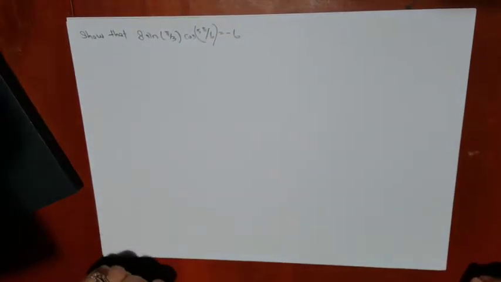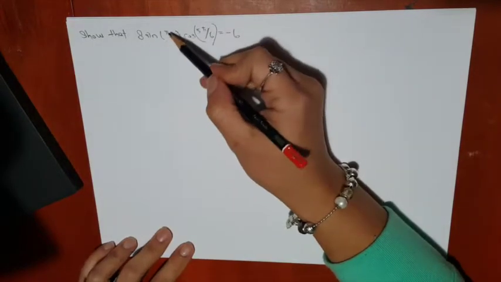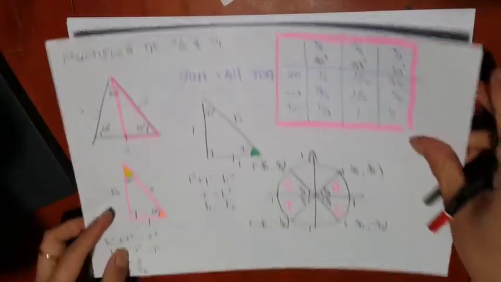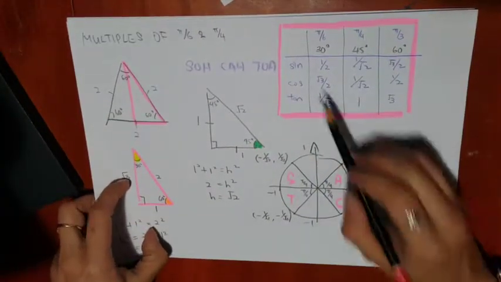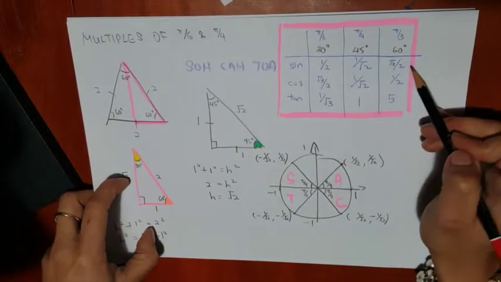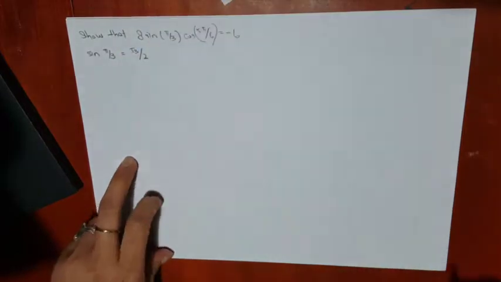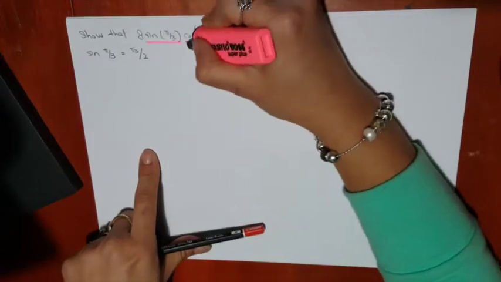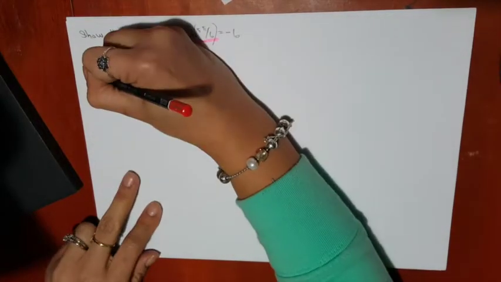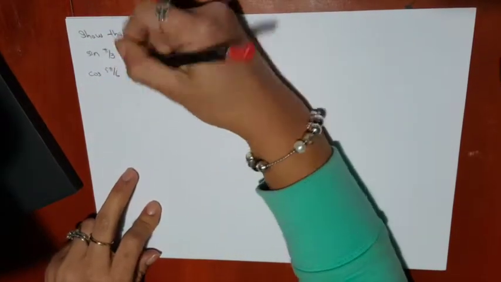So the first thing we need to do is to find out what is sine pi over 3. Using the table that we used just now, sine pi over 3 is square root 3 over 2. Now that we have gotten this part here, we need to figure out what this part means. So cos 5 pi over 6, what is the value of this? We need to draw the unit circle.